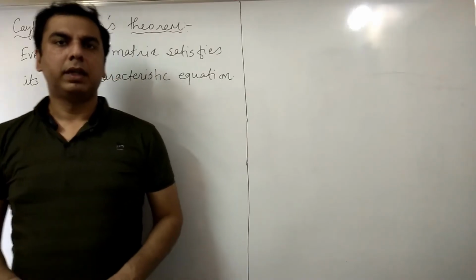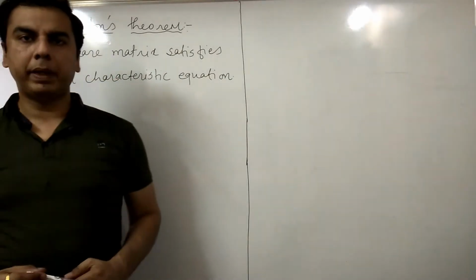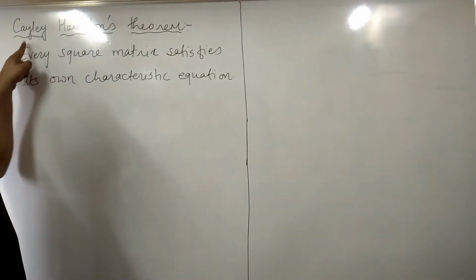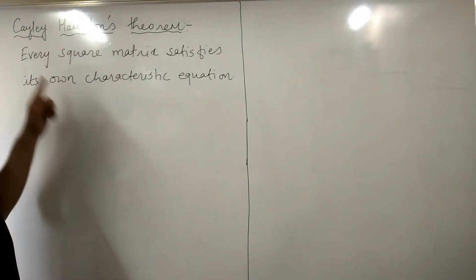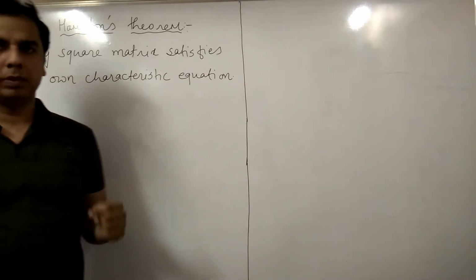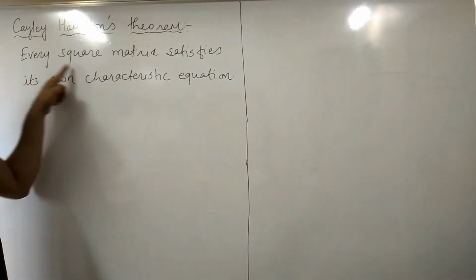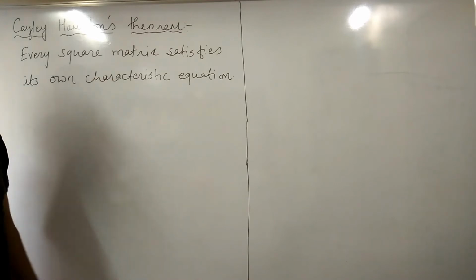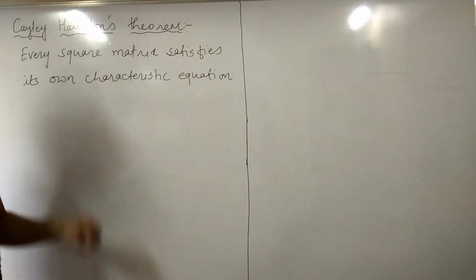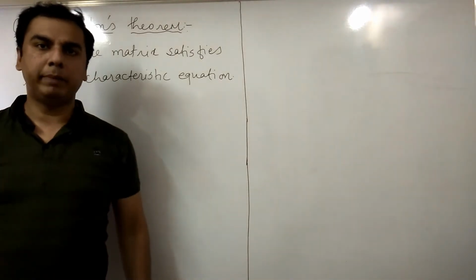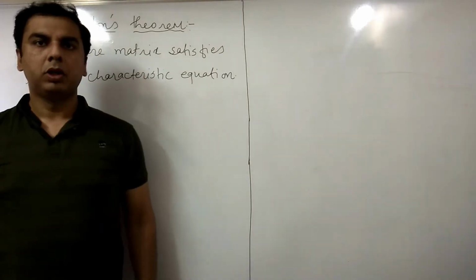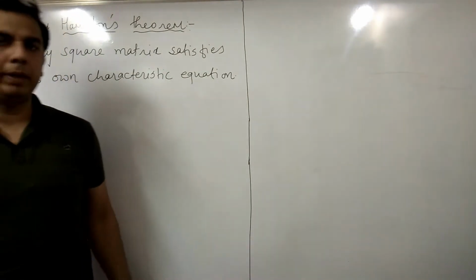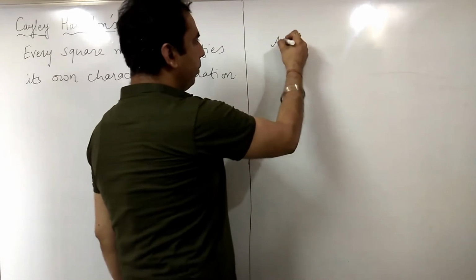Hello students, let us begin with the new topic which is Cayley-Hamilton's theorem. The statement of the Cayley-Hamilton theorem goes like this: every square matrix satisfies its own characteristic equation. This is the simple statement of the Cayley-Hamilton theorem. To understand it, let us take an example.